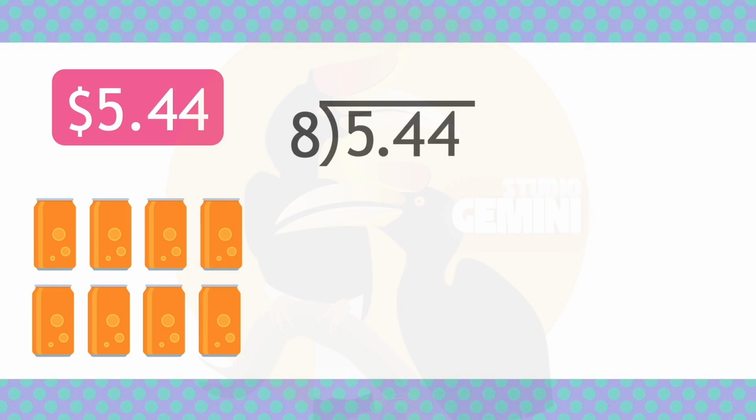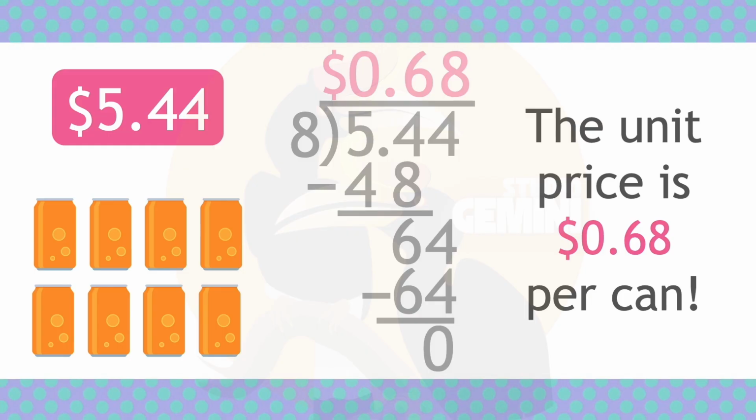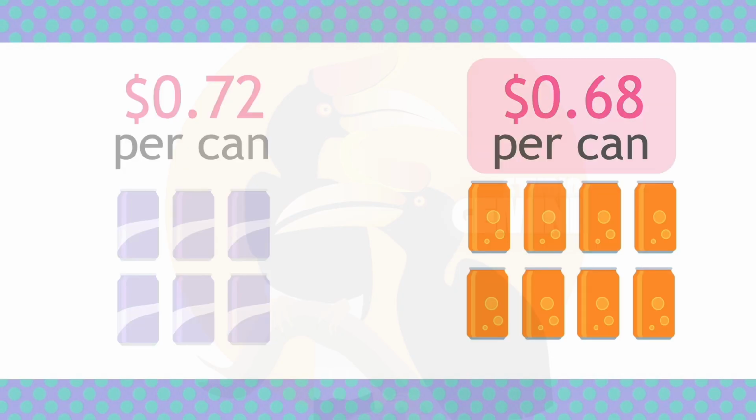$5.44 divided by 8 is 68 cents. This means the unit price is 68 cents per can. Because 68 cents is less than 72 cents, the 8-pack case of soda is the better buy. Let's try another example together.